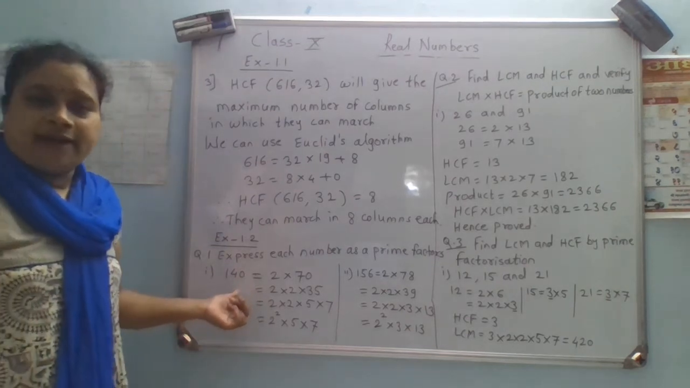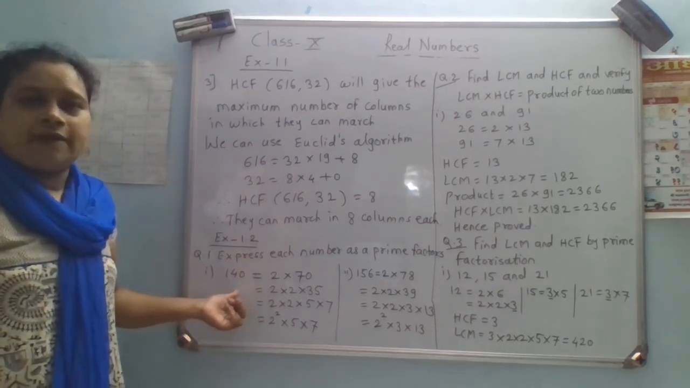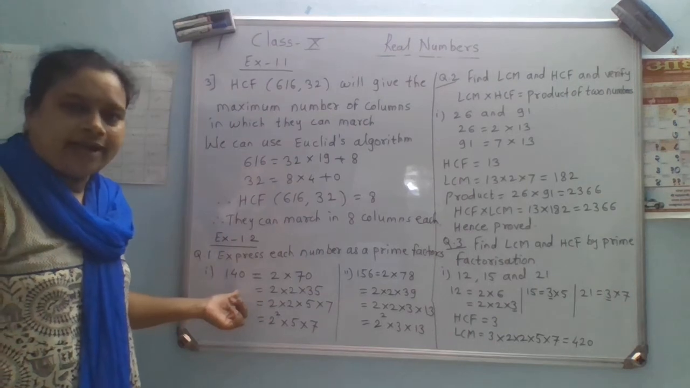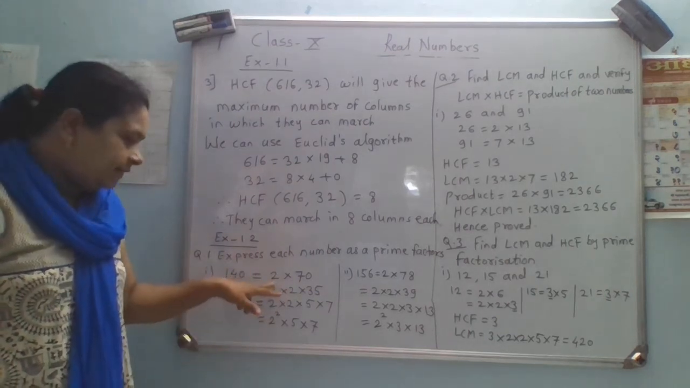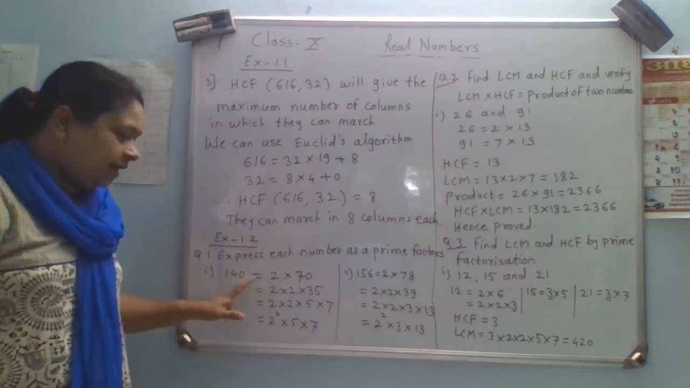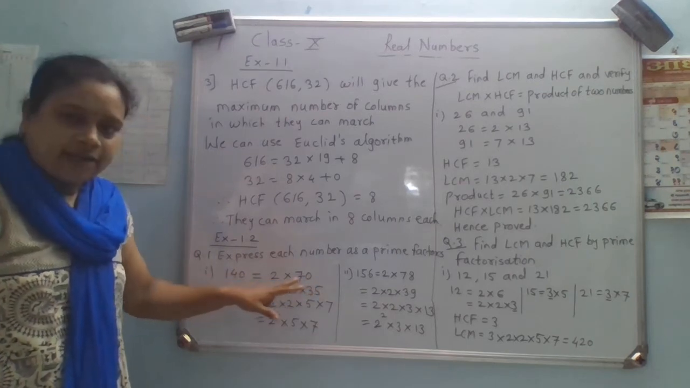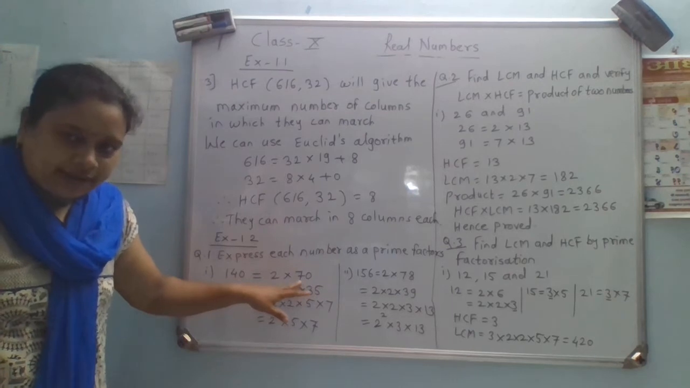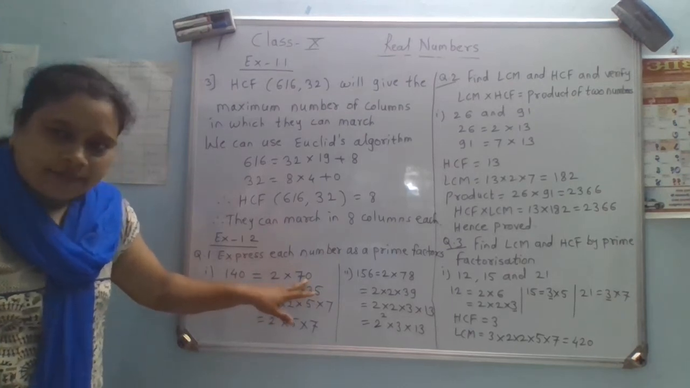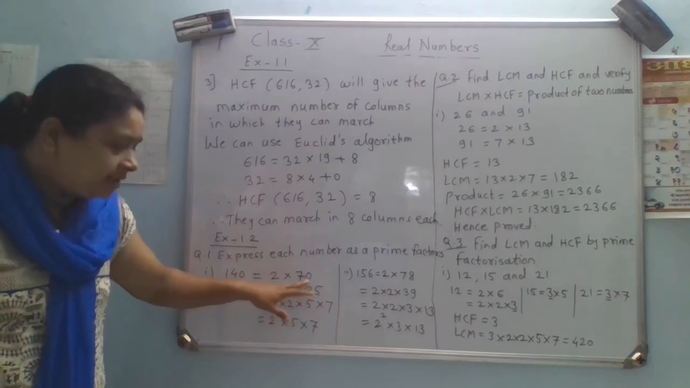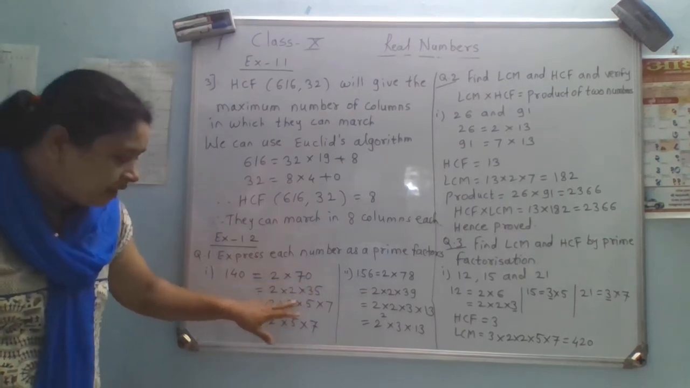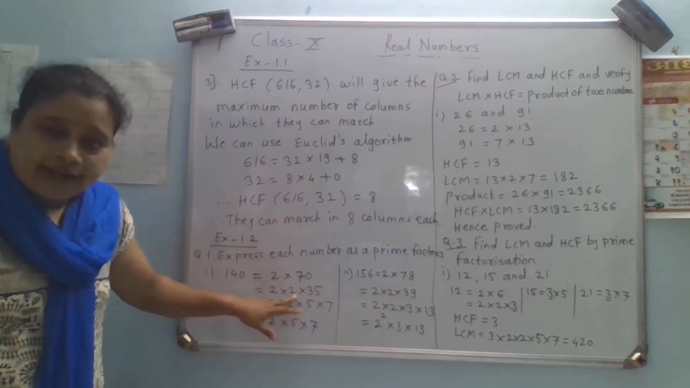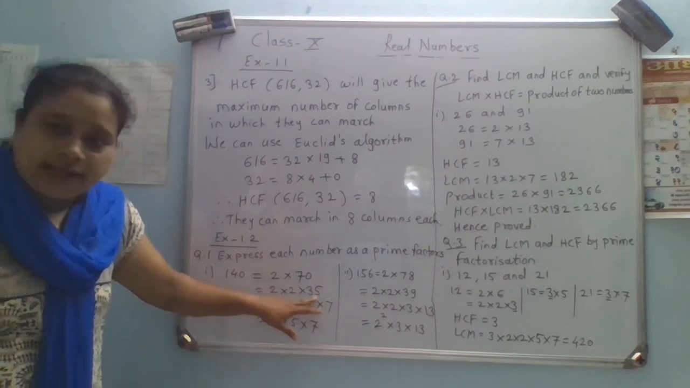For finding the prime factors of 140, first of all 140 is an even number, so you can directly divide it by 2. After dividing 140 by 2, we'll have the quotient 70. Then we can write the number 140 as a product of 2 into 70. But here 70 is not a prime number, so we have to find the prime factors of 70. Again 70 is an even number, so you can divide it by 2. After dividing 70 by 2, we'll have the answer 35.